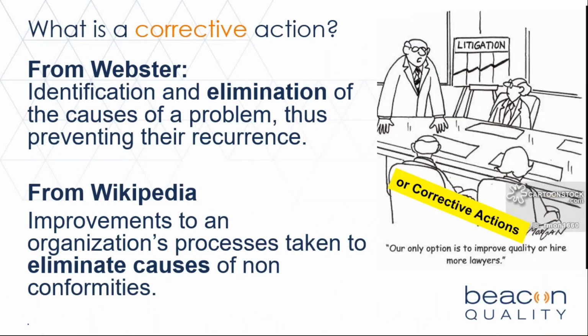Okay. Everybody goes to one simple Google search for any definition. So I found two definitions, one from Webster and one from Wikipedia. What exactly is a corrective action? From the Webster dictionary, it clearly states: identification and elimination of the causes of the problem, thus preventing their reoccurrence. That is the Webster's definition. From Wikipedia, it clearly says: improvement to an organization's process taken to eliminate causes of non-conformities.